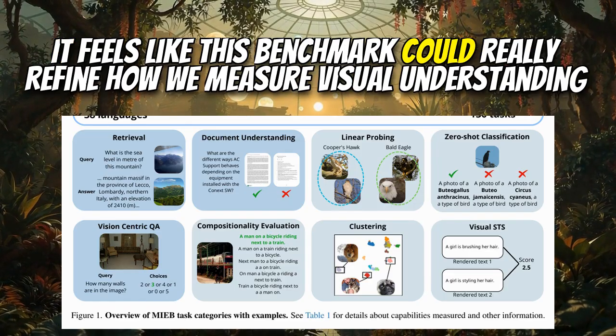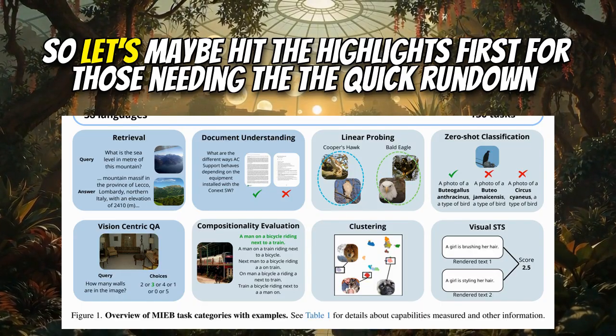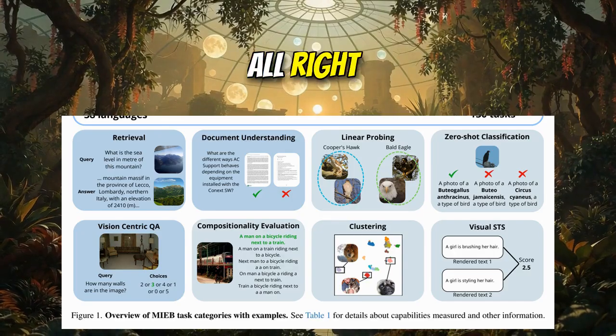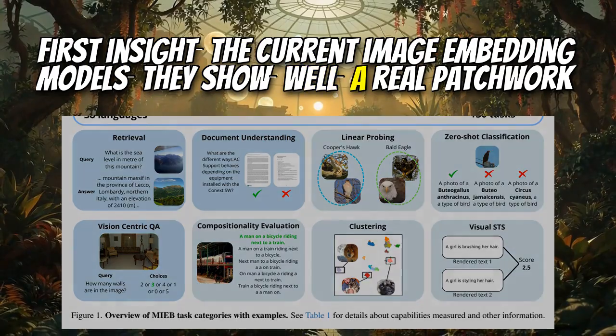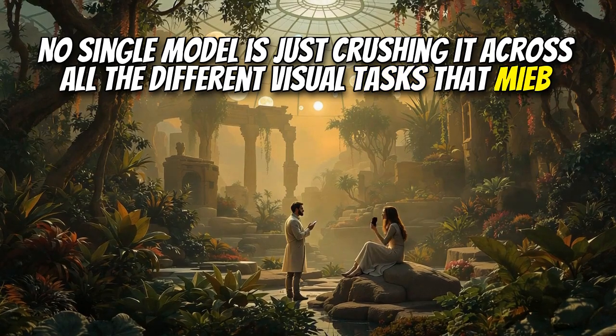It feels like this benchmark could really refine how we measure visual understanding in AI systems. Okay, great. So let's maybe hit the highlights first for those needing the quick rundown. Sure, sounds good. All right, first insight. The current image embedding models show a real patchwork of performance. No single model is just crushing it across all the different visual tasks that MIEB tests.